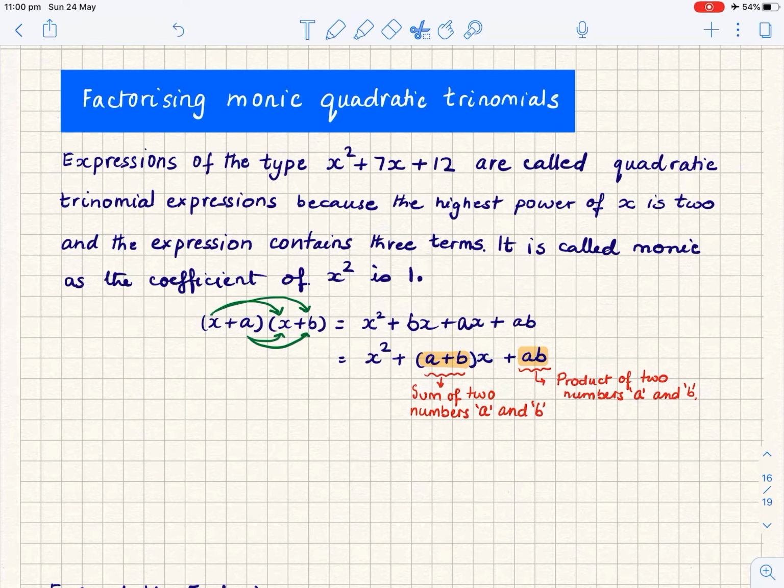Now, instead of the letter x, we could use any other letter. For example, m squared plus 7m plus 12. That is also a quadratic trinomial.